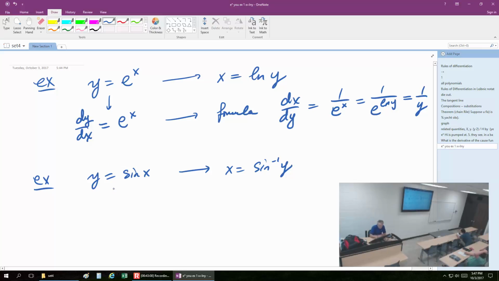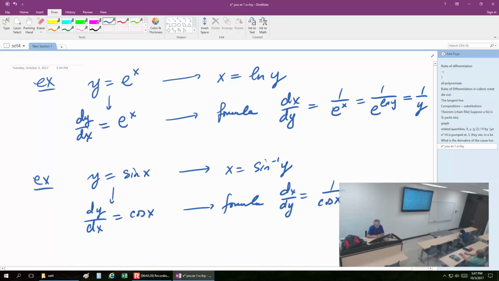And this is where the problem becomes more challenging. This is no trouble so far. We just follow the same pattern, and we have derivative of sine is cosine. Then we use the formula. And then dx/dy is 1 over cosine x, right? And then you substitute x being arc sine y: cosine of arc sine y.